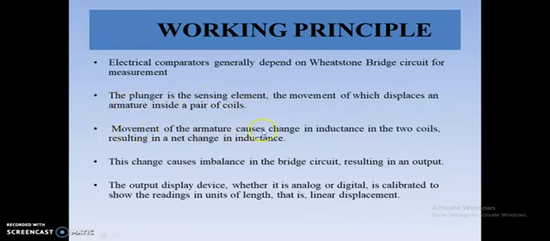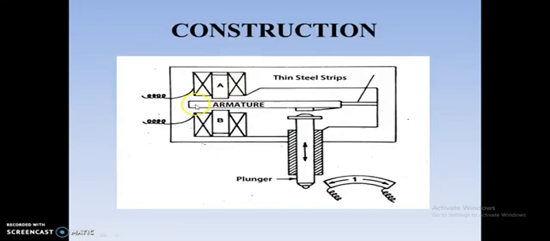The movement of the armature causes change in inductance in the two coils, resulting in a net change in inductance. Now I have already stated that the armature is placed midway between the coils A and B. When this plunger disturbs or deflects this armature, the armature will move either towards coil A or towards coil B, as a result of which the balance condition is disturbed and an inductance will develop.